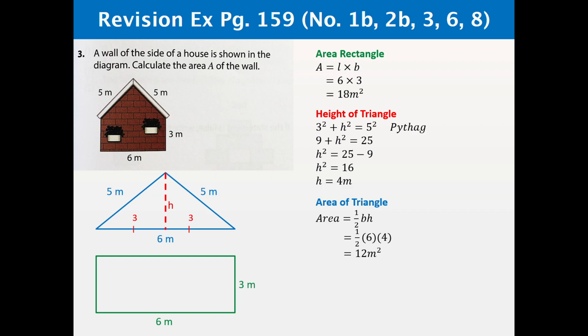And then they still want the whole area. So the total area will be the area of the rectangle plus the area of the triangle. So 18 plus 12, and you should have got your total area to be 30 meters squared.